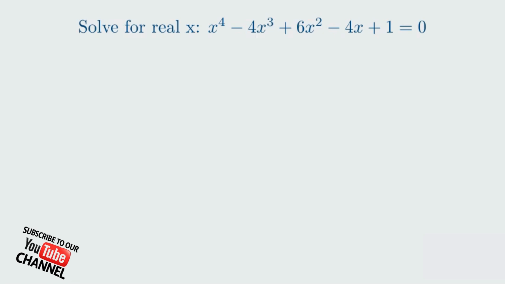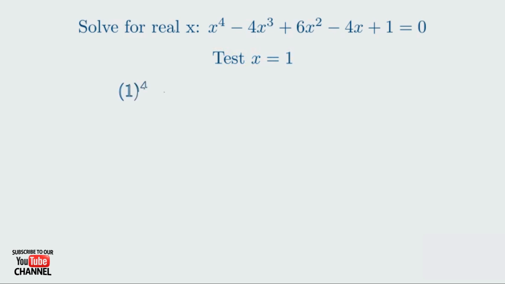First, we might notice that this is a quartic equation, meaning the highest power of x is 4. This tells us there should be 4 roots, or solutions, for x. Our first step is to check for a simple integer root, such as 1 or negative 1. Let's start with x equals 1. We substitute 1 for x in our equation.